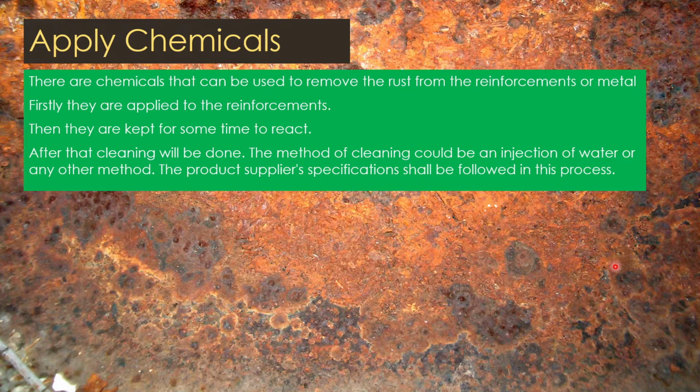When the rust is connected with the original metal, we can't remove it. We can only remove the particles separated from the metal. But if you apply the chemical, that process will be sped up. After keeping it for some time, you can use a wire brush or water injection, depending on the particular product that you use. So depending on the recommendation, you can clean it.